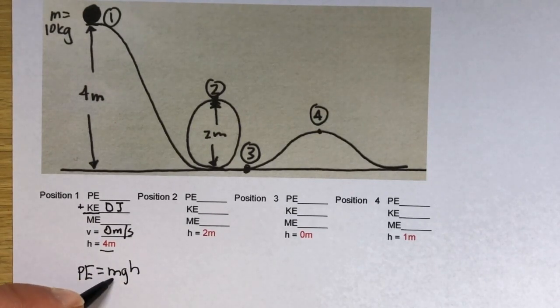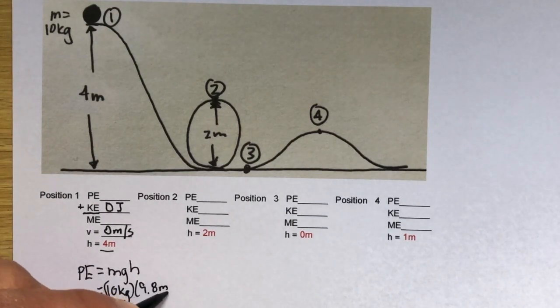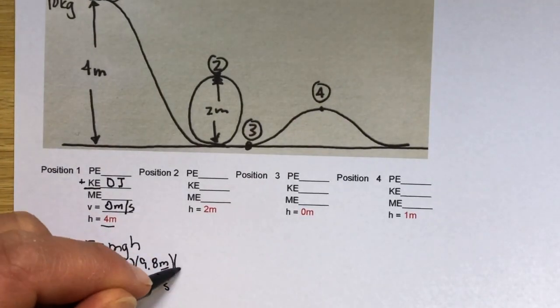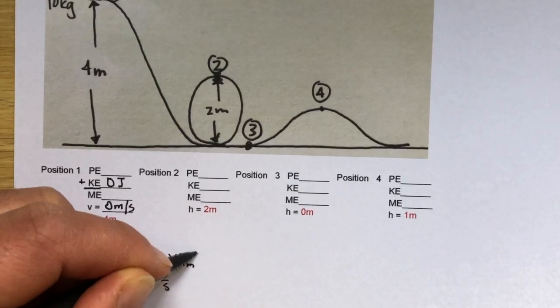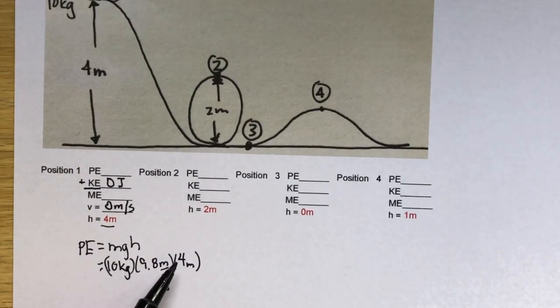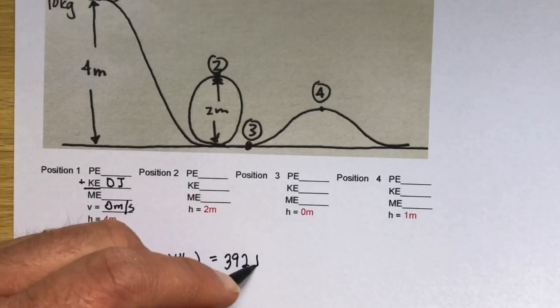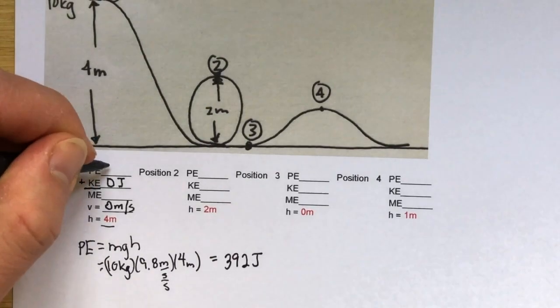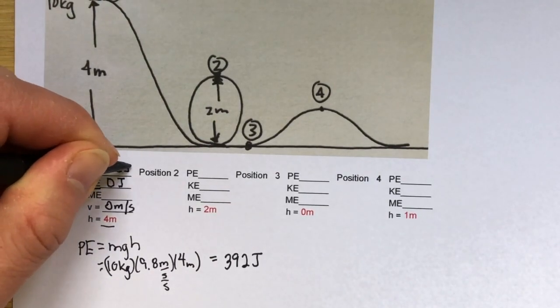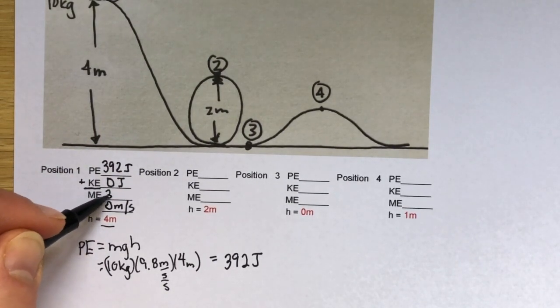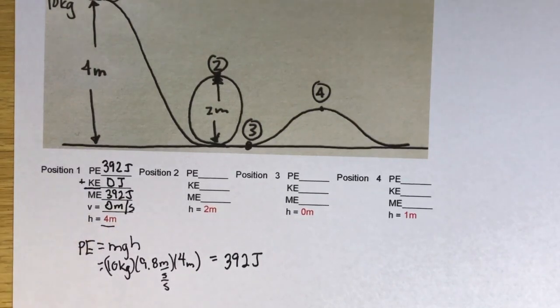And so we have a mass of 10 kilograms. G is always 9.8 meters per second per second. And H is 4 meters. So I go 10 times 9.8 times 4, and that equals 392 joules. All right, so I'm going to write that in right here, 392 joules. All right, well, 392 plus 0 is 392 for the mechanical energy.